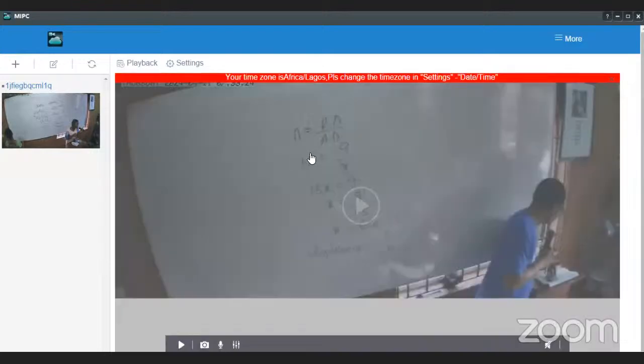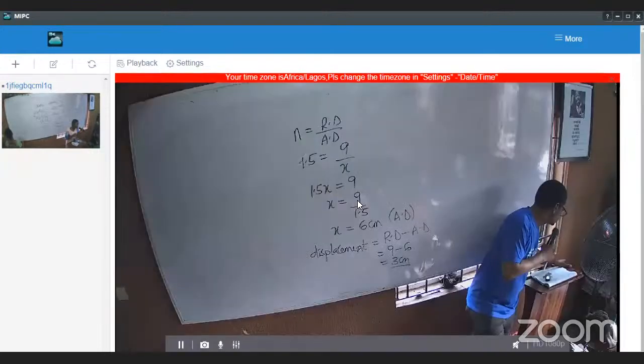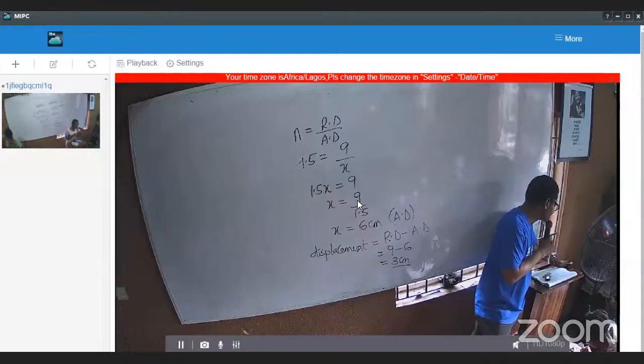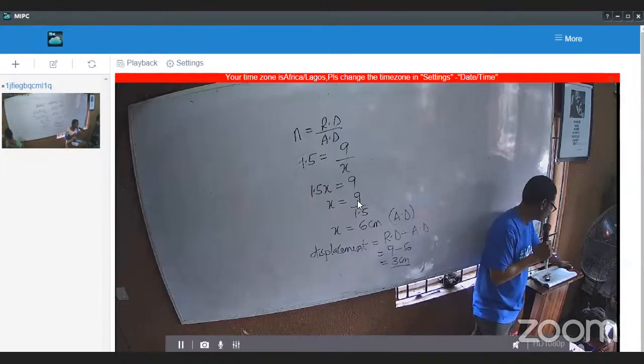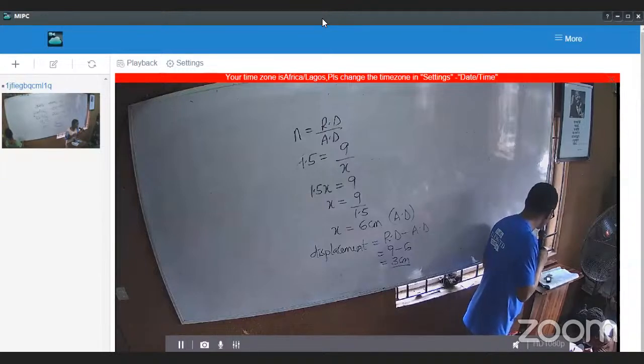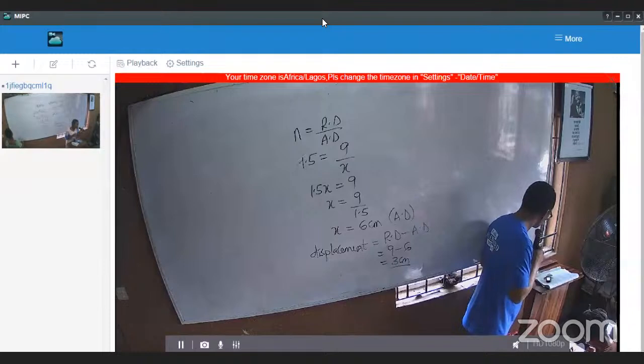Question 8. An object is placed 15 centimeters from a diverging lens of focal length 12 centimeters. Find the image distance and its nature.